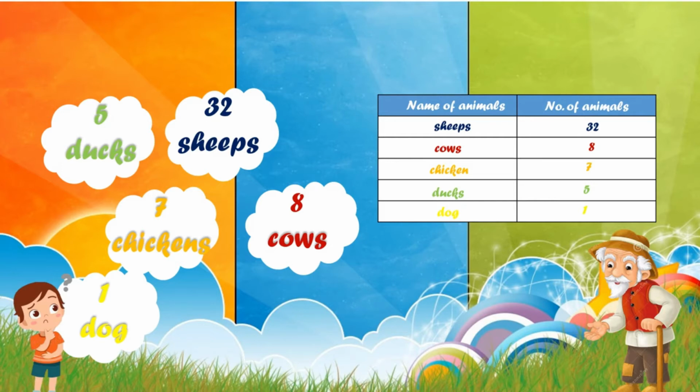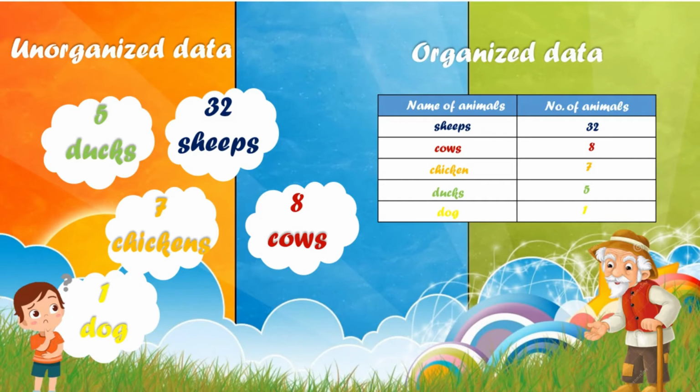Oh yes, my son, that is very true. The first one that you see is called the unorganized data, meaning it is not well arranged. The second one is organized data. It is arranged so that the readers could understand it very well because it is easy to understand.